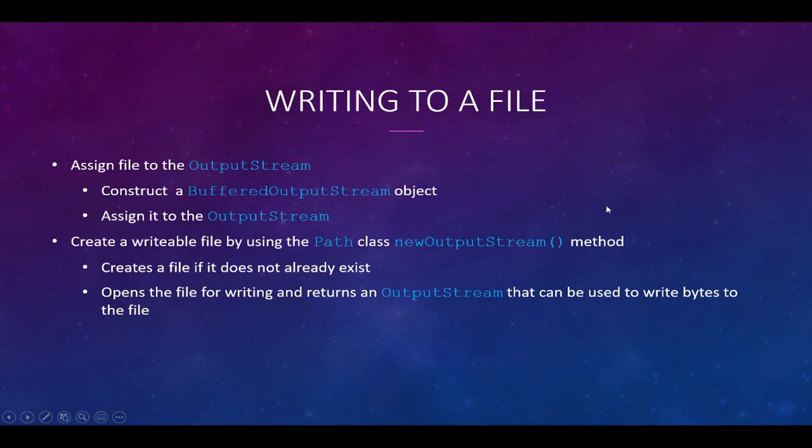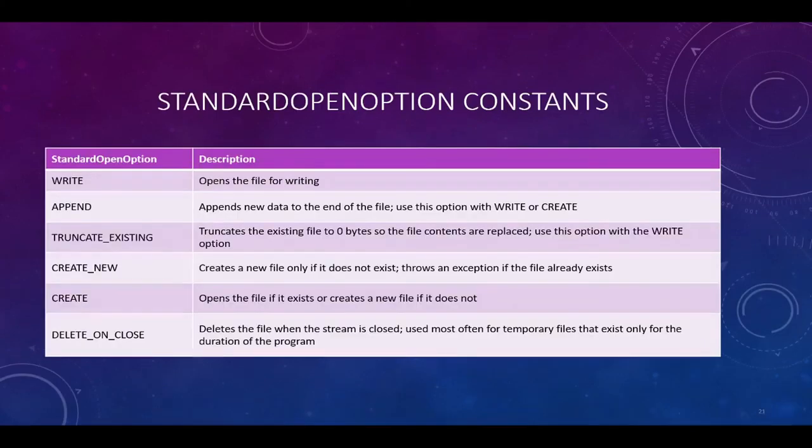Now a few things to remember is that it will create the file if it doesn't already exist. If it doesn't exist, it's just going to create it. There are no errors that are going to be there. It's going to open the file for writing, and it's going to return the output stream that can be used to write the bytes to. So it's going to create the file, it opens it for writing, and it returns the stream which we can use to do that communication.